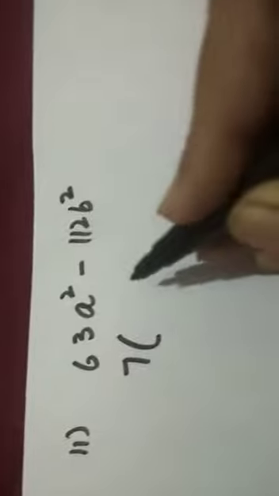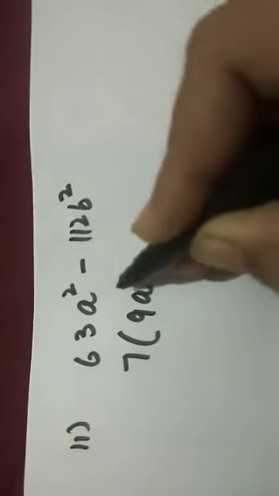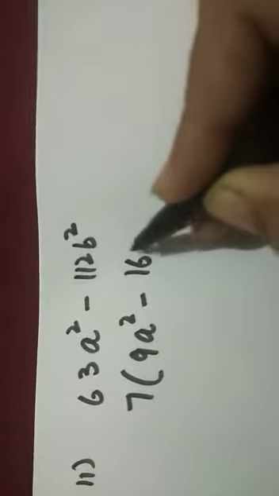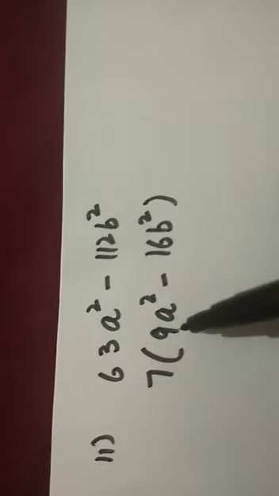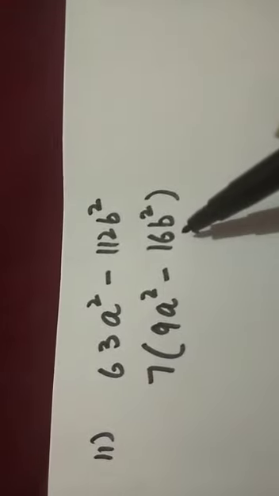Now I am taking its second part, 63a square minus 112b square. Now directly 63 is not a square of any number, and 112 also. Now just check, both the numbers are divisible by 7, means 7 is common in both. We will take 7 common. So we'll get 9a square minus 16b square. When we divide 63 by 7, we get 9, and dividing 112 by 7, we get 16.